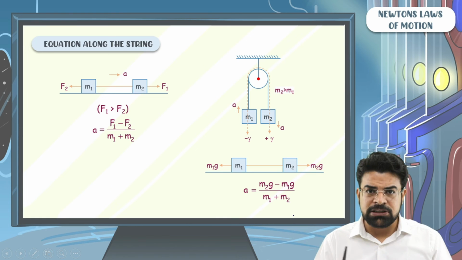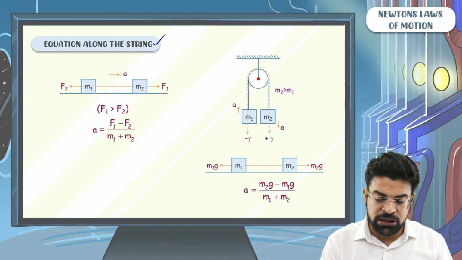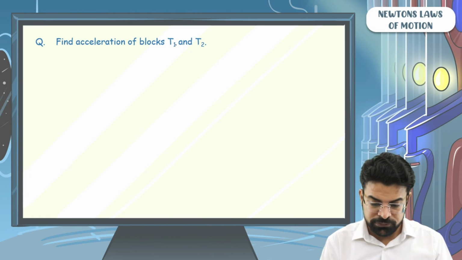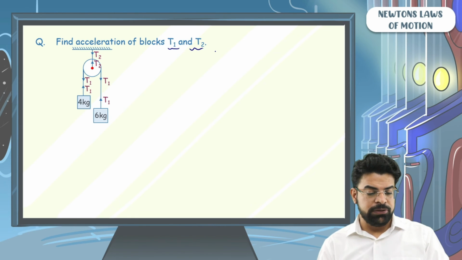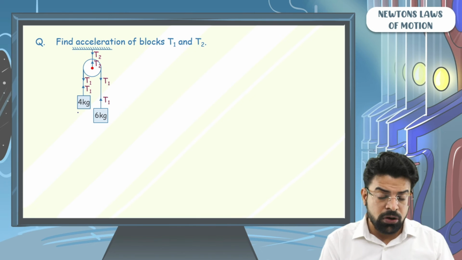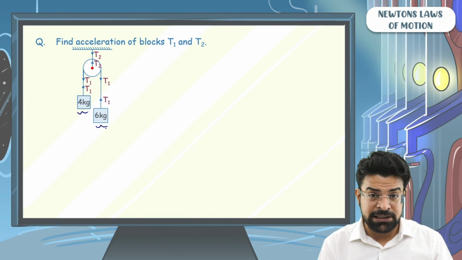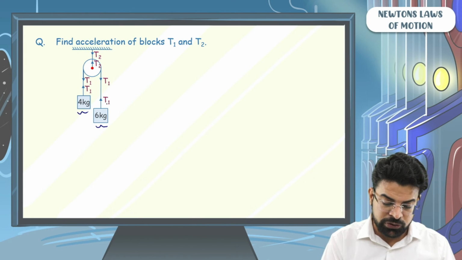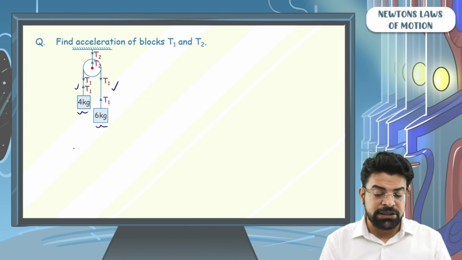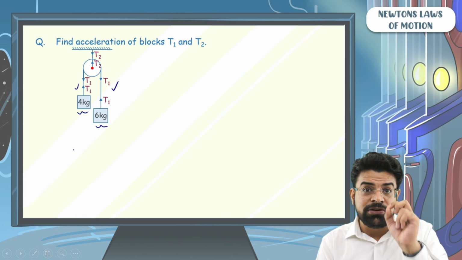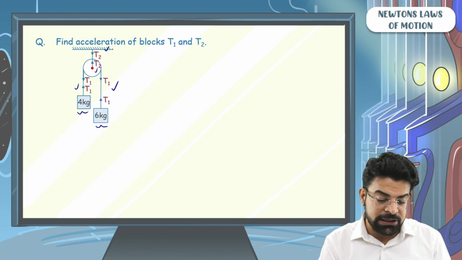Now let's practice some questions using the equation along the string. The first question: find the acceleration of the blocks and the tension. Here we have two blocks, one of mass 4 kg, one of mass 6 kg, and we have these two strings. The tension in the string connecting the blocks is T1, and the tension in the string connecting the pulley to the ceiling is T2.